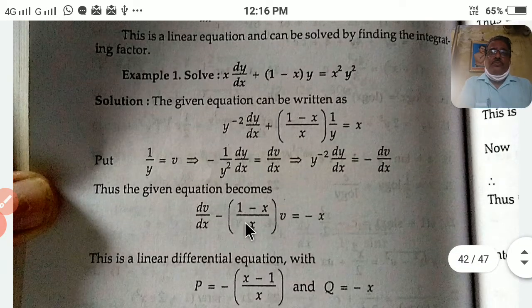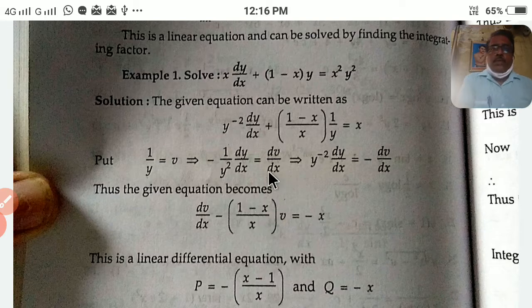Now we see some problems and how they are solved. So here the first one is: solve x dy by dx plus 1 minus x into y equal to x square y square.